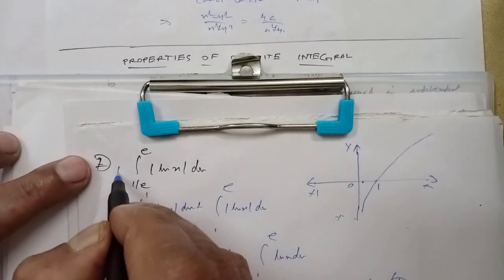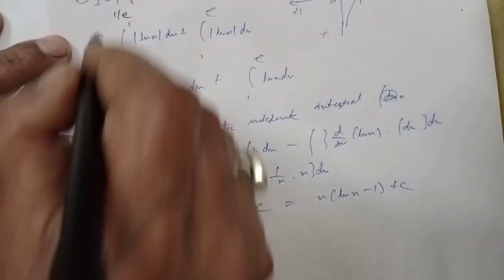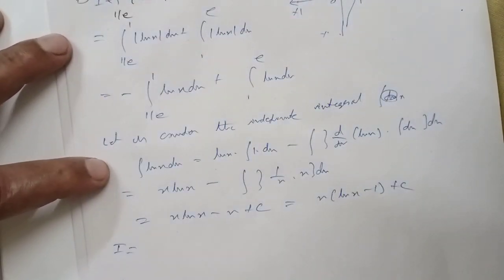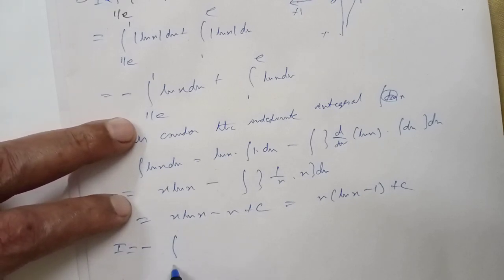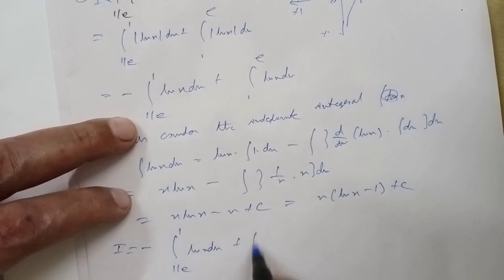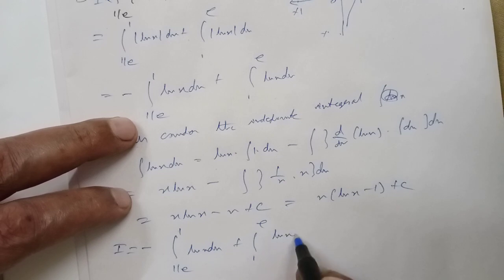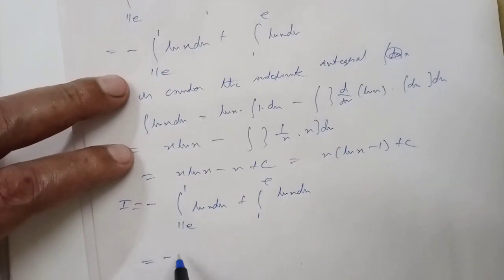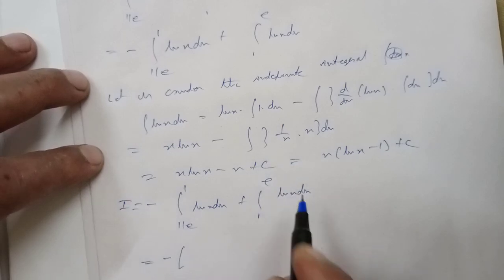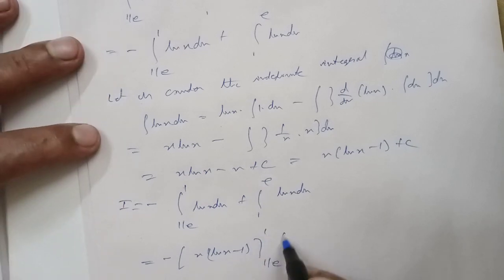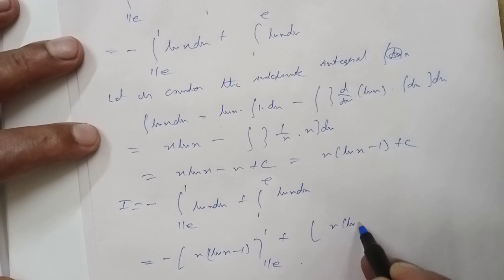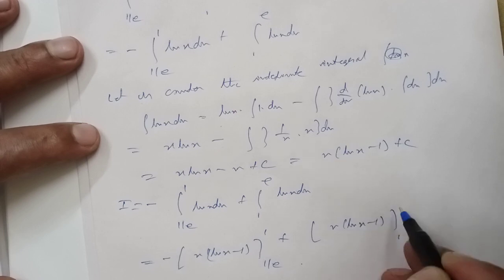So if you consider the original integral as I, you can write I equals minus the integral from 1/e to 1 of ln x dx, plus the integral from 1 to e of ln x dx. The integral of ln x dx is x into (ln x minus 1). So x(ln x minus 1) with limits 1/e to 1, plus the same thing, x(ln x minus 1), from 1 to e.